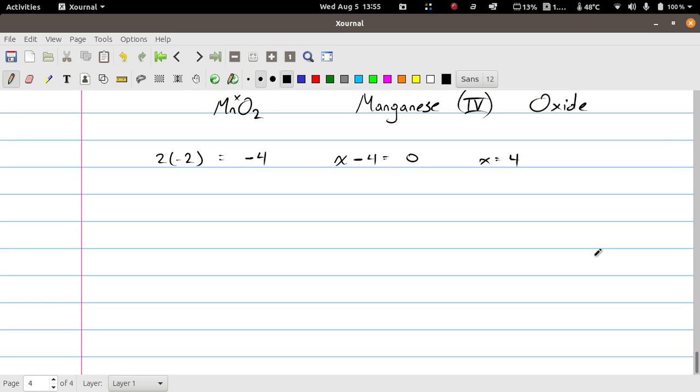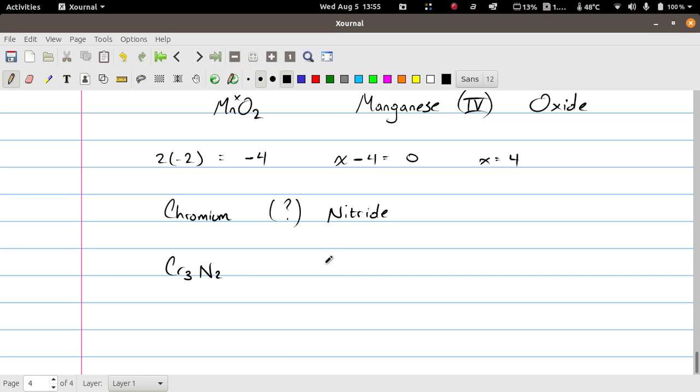So I have one more for you. Chromium nitride. I'm going to give you the formula just because I want to know what this specific formula's charge is for the metal. So take some time to figure that out, and then we're going to go over it.